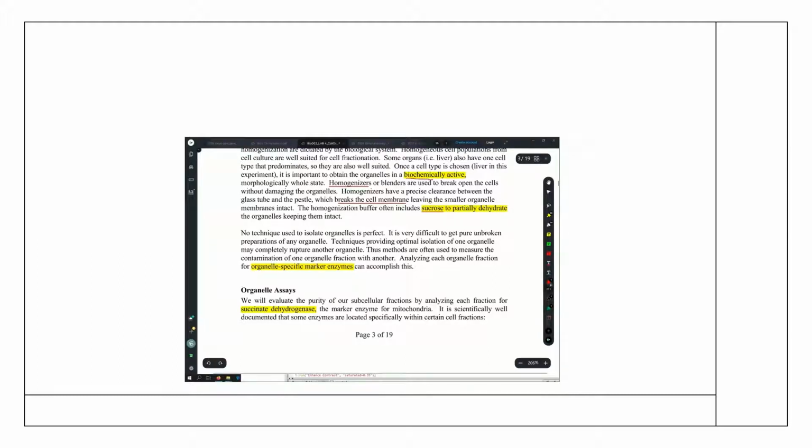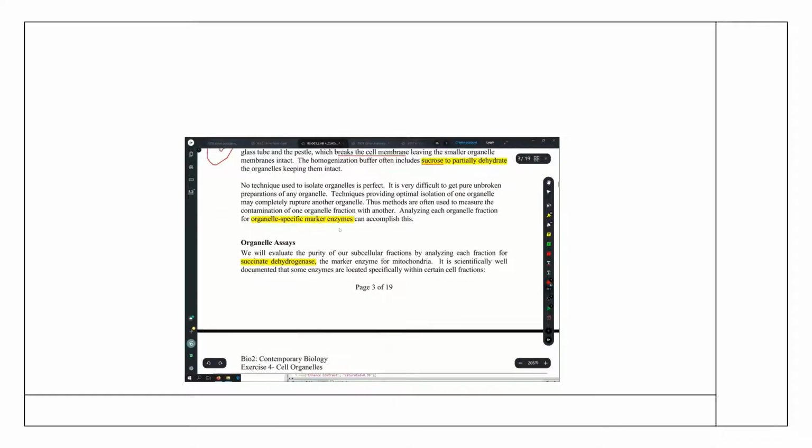active, morphologically whole state. So basically what they're saying is that we have a cell and we want to break it open, but when it comes to the organelles like the nucleus and the mitochondria, we don't want those to be broken. They have to be biochemically active and morphologically whole. That means that they need to be perfect so that we can actually test them for what we need to test them. If they're broken, then our experiments may not work. So the homogenization buffer often includes sucrose to partially dehydrate the organelles, keeping them intact.